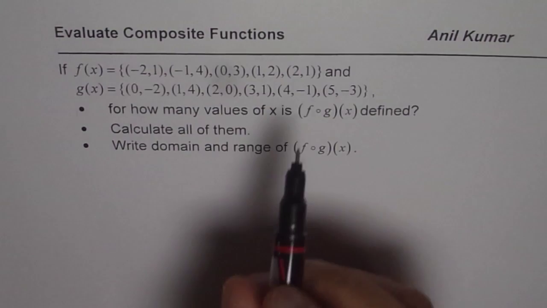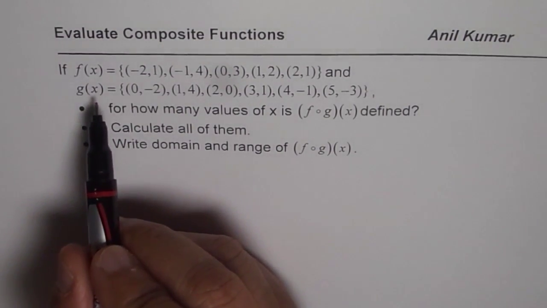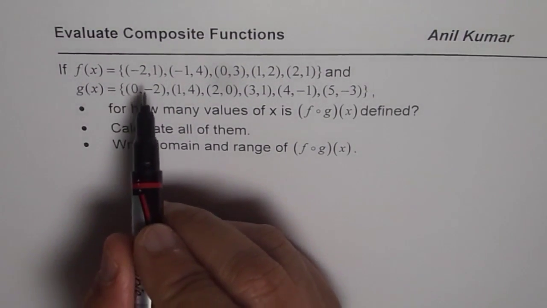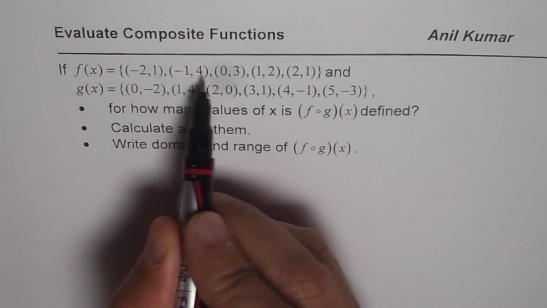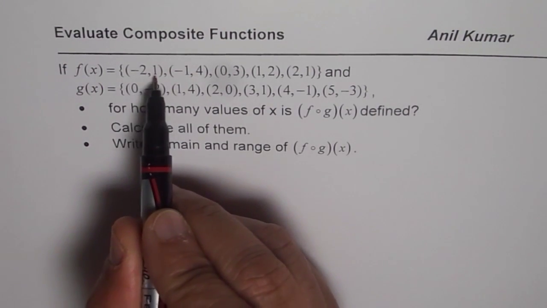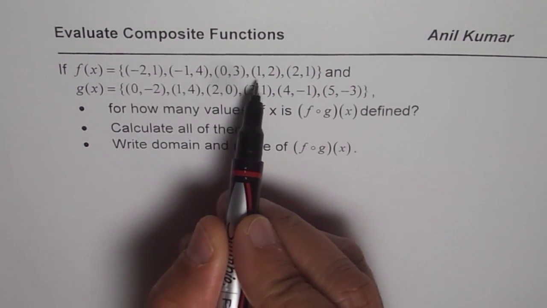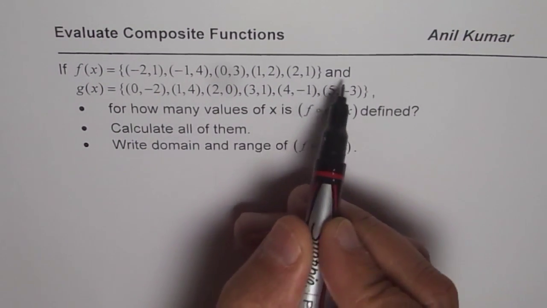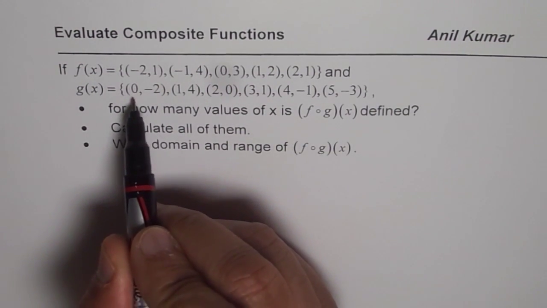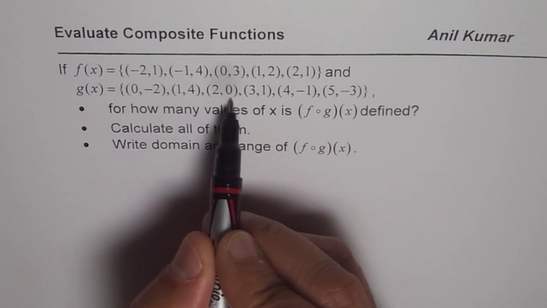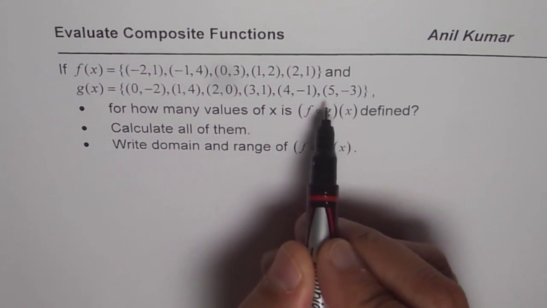Now we'll have composition of two functions f and g, where f of x is a set of points. These are 5 points: (-2, 1), (-1, 4), (0, 3), (1, 2), and (2, 4). And g of x is (0, -2), (1, 4), (2, 0), (3, 1), (4, -1), (5, -3).